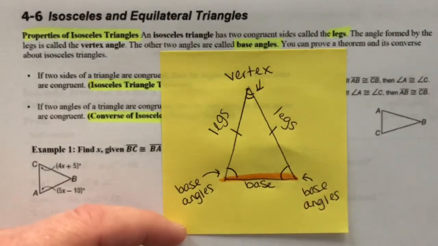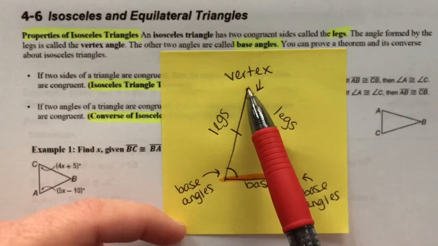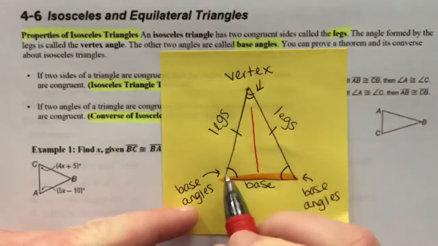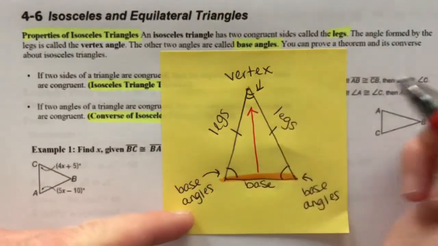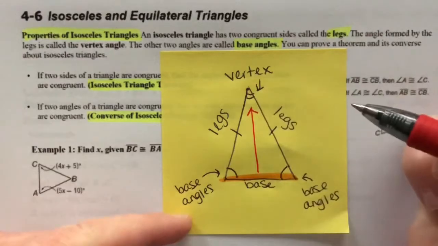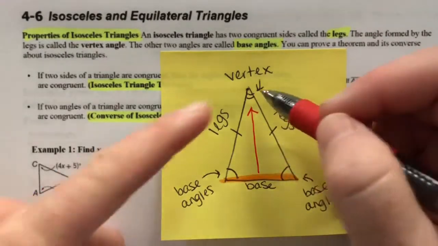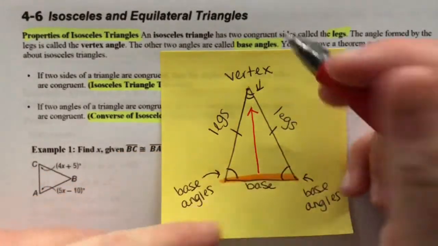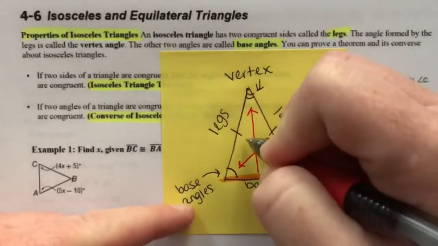So there actually is a relationship between one side of our triangle and the angle across from it. This base here is the only side of all three that's not the same as the others. The vertex is the only angle that's not the same as the others. So there's a relationship there. Our legs are congruent, and the angles across from our legs are congruent as well.